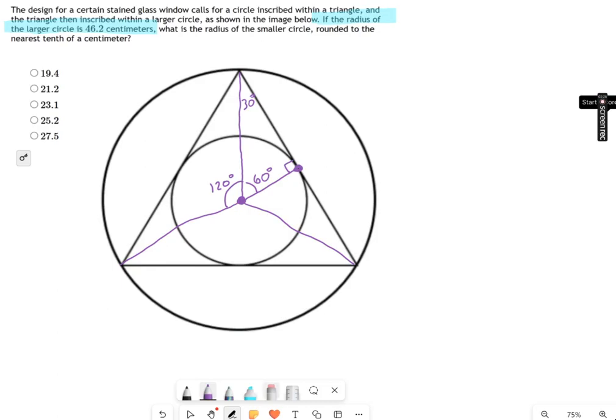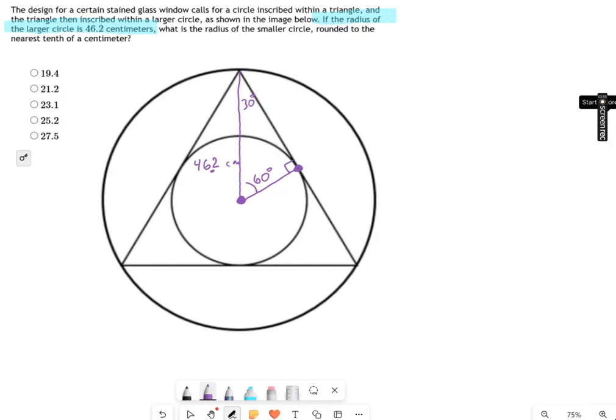Now, I need to clean this picture up a little bit. Okay, so just remember there's a 30, 60, 90 right there. I'm going to move some of this stuff out of the way. And let's take a look at the radius of that big circle. The radius of the big circle is 46.2, which in my picture is right here. That's 46, not degrees. It's not 46.2 degrees. That's 46.2 centimeters. Right here. That's the radius.